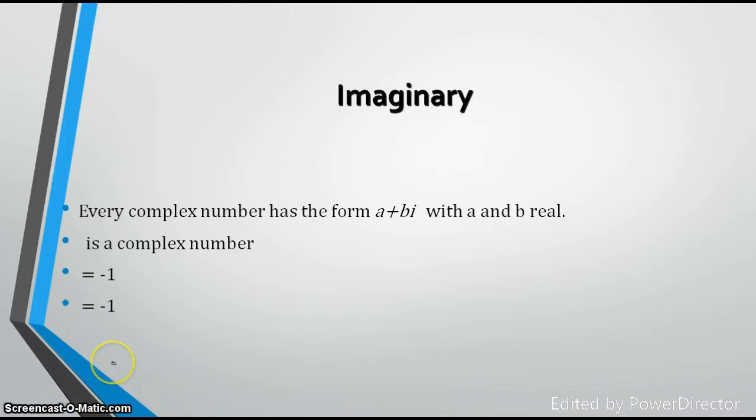Imaginary. Every complex number has the form a plus bi, with a and b real. i is a complex number, while i squared equals -1. And then i cubed will be the negative square root of -1.